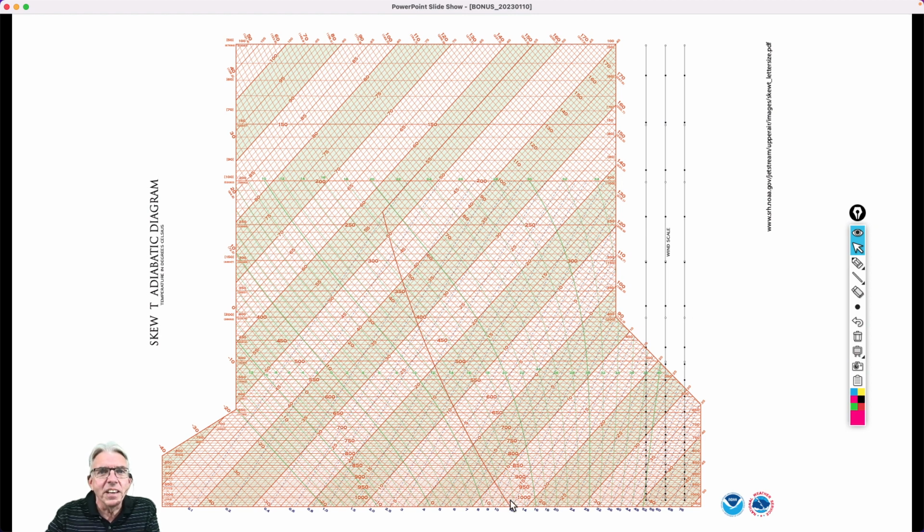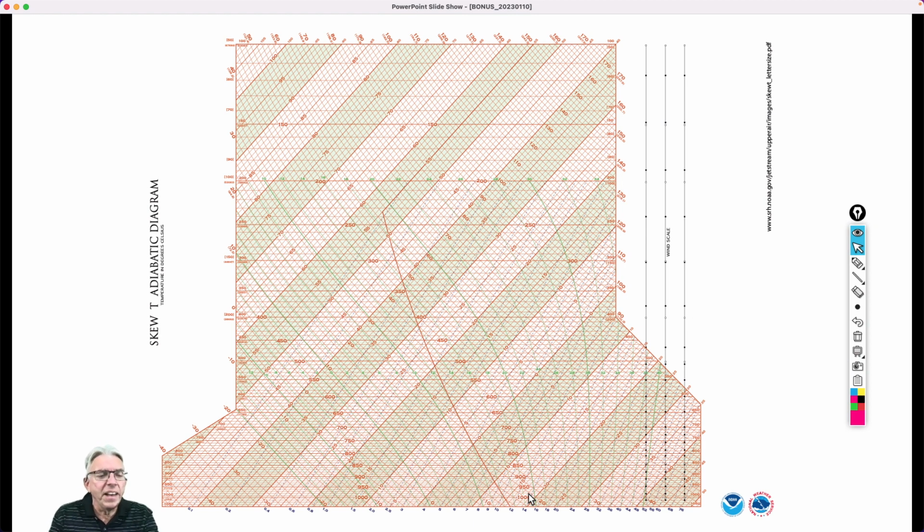flat like this, okay? So you have 1,000 millibars, 950 millibars, 900 millibars, and so forth. Now notice that the distance between 1,000 millibars and 900 millibars is this distance right in here, okay? Up here, the difference between 200 millibars and 100 millibars is this distance here, much greater than this, okay?